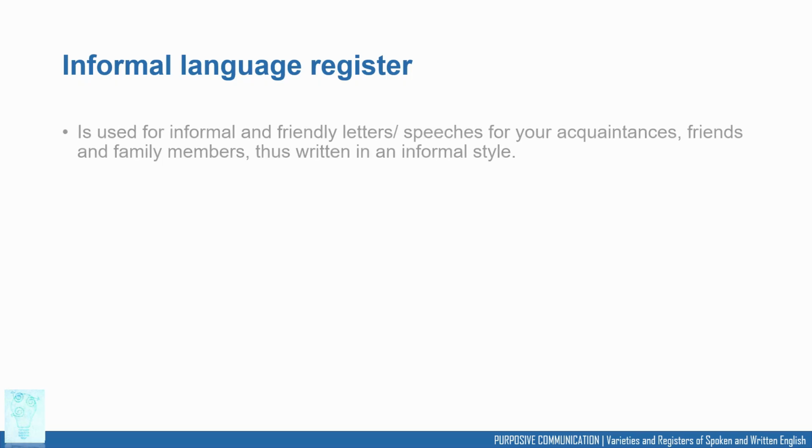Informal language register. Of course, it is the opposite of your formal. So in formal, your audience are the public, businesses, and all that. In informal language, your audience are your family members or people familiar and close to you, your friends. So the informal language register is used for informal and friendly letters, speeches, or for acquaintances, friends, and family members, thus written in an informal style.